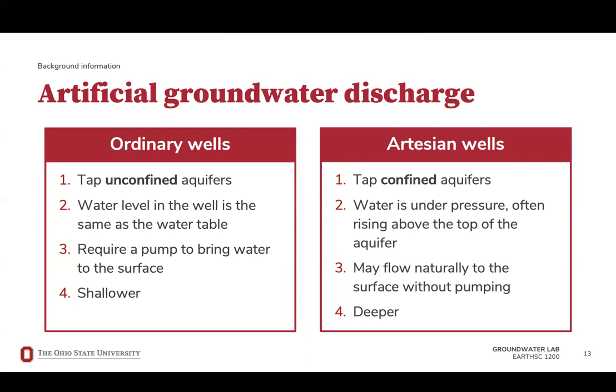Recharge in artesian systems occurs in specific areas where the confining layer is absent or permeable. The main difference between ordinary and artesian wells lies in the pressure differences. In ordinary wells, the water level is determined by the elevation of the water table, while in artesian wells, the water is under pressure due to the presence of a confining layer above the aquifer. Artesian wells are typically deeper than ordinary wells, as they must penetrate the confining layer to access the pressurized aquifer. However, this also means that artesian wells are generally better protected from surface contamination due to the presence of the confining layer.